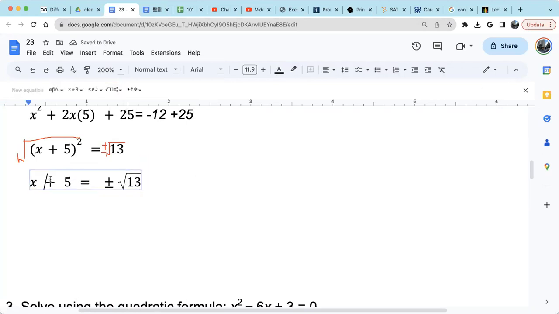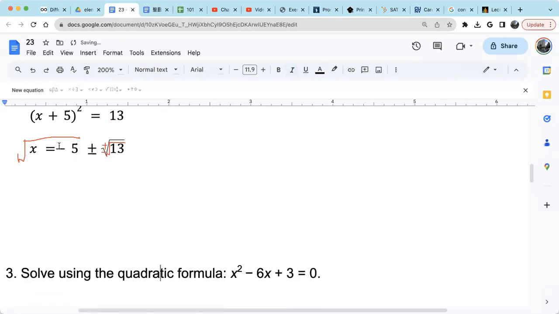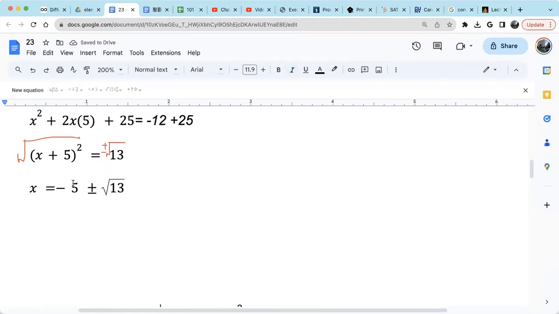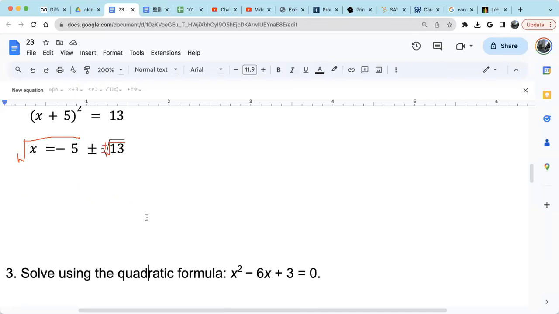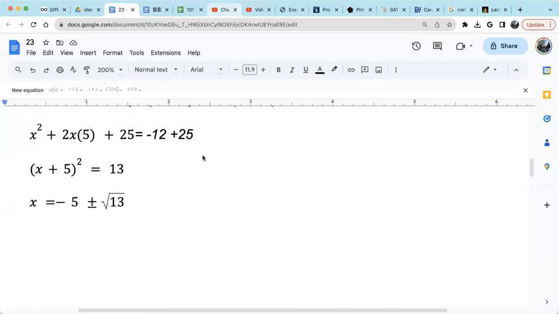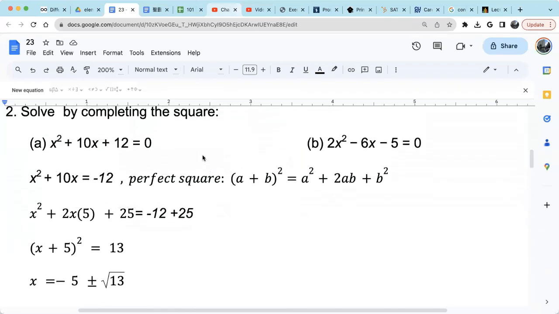Now I just move positive 5 to the other side. When I move it to the other side, it becomes negative 5. By convention, we like to write the rational part first, the irrational part second. Okay, so that's A.